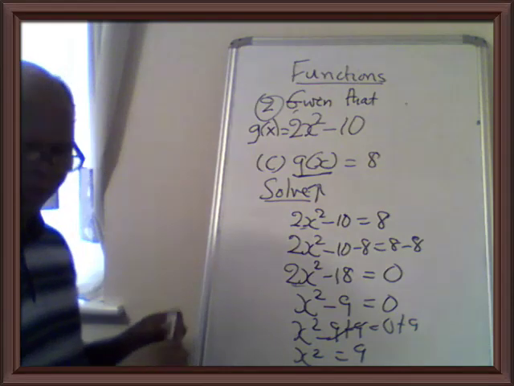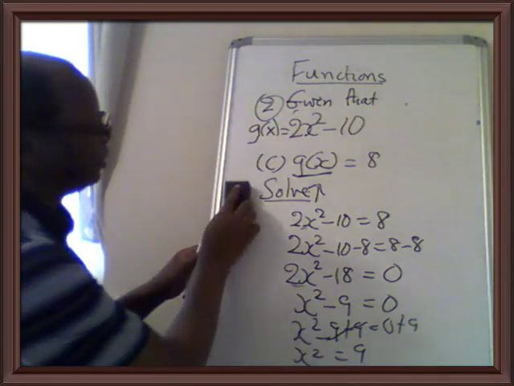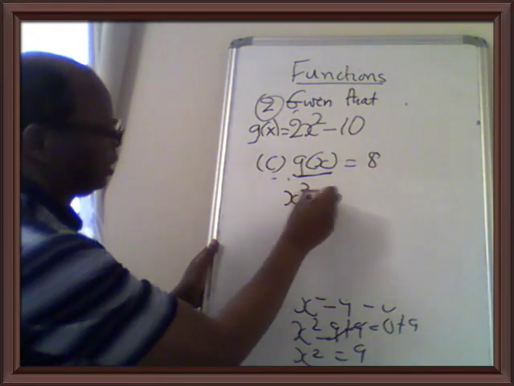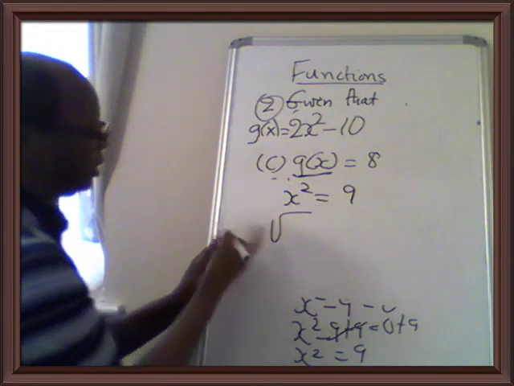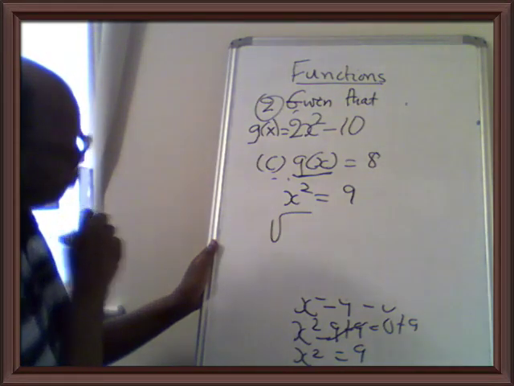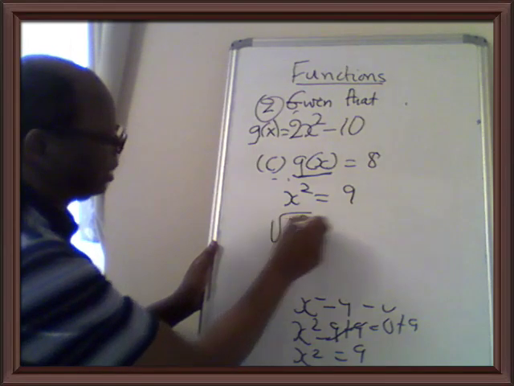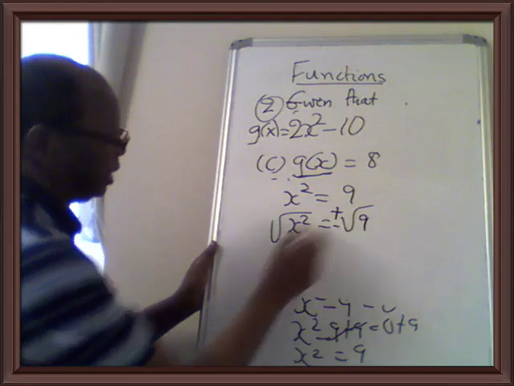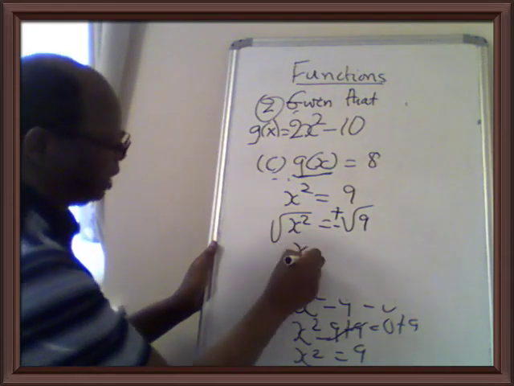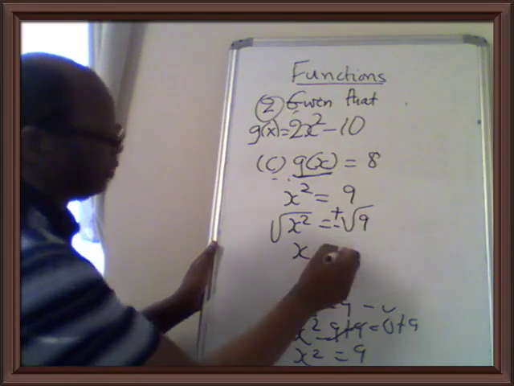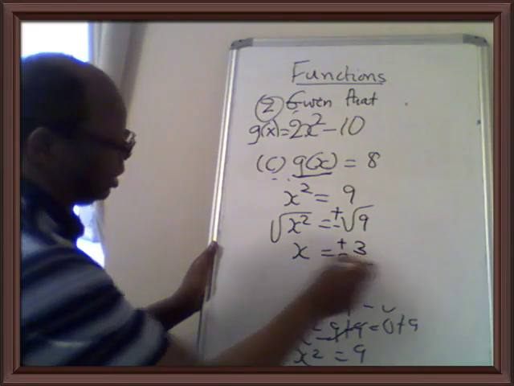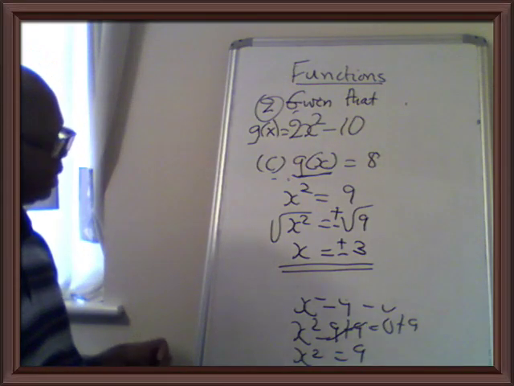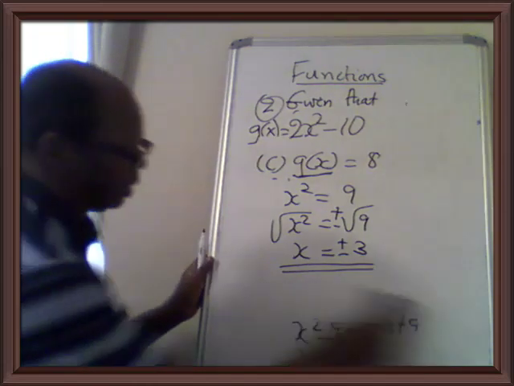Let me go up there because you want to be able to see. So I have x squared equals 9. Then I need to take the square root of x squared and the square root of 9. Now the answer here is going to be plus or minus. So x equals the square root of 9, which is plus or minus 3. So the answer is x equals 3 and x equals minus 3.